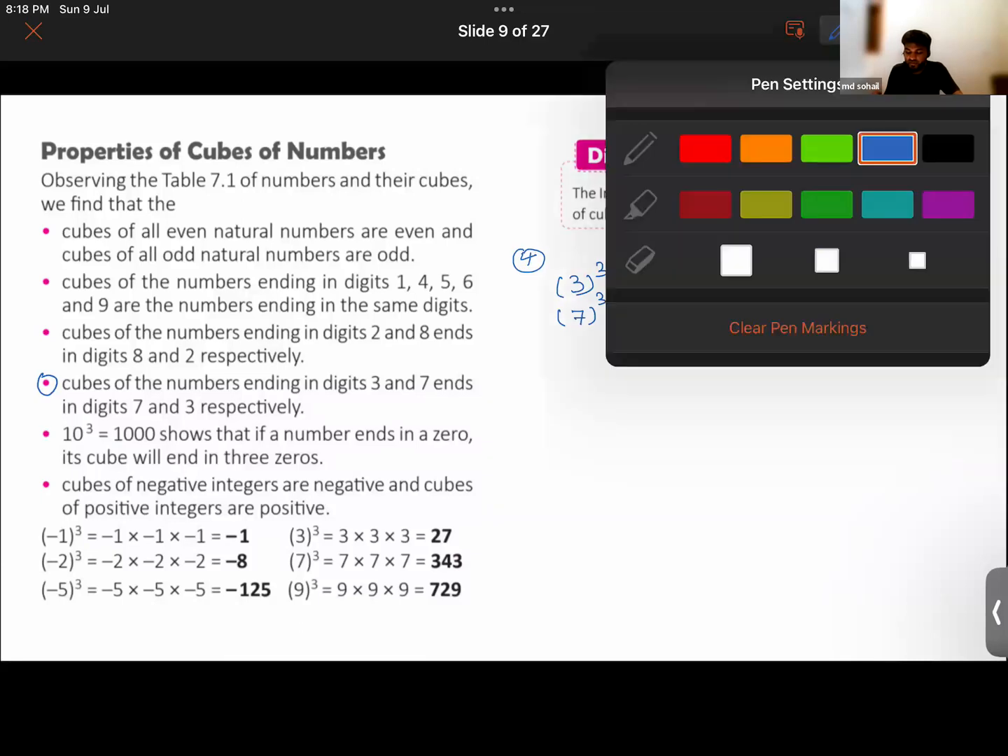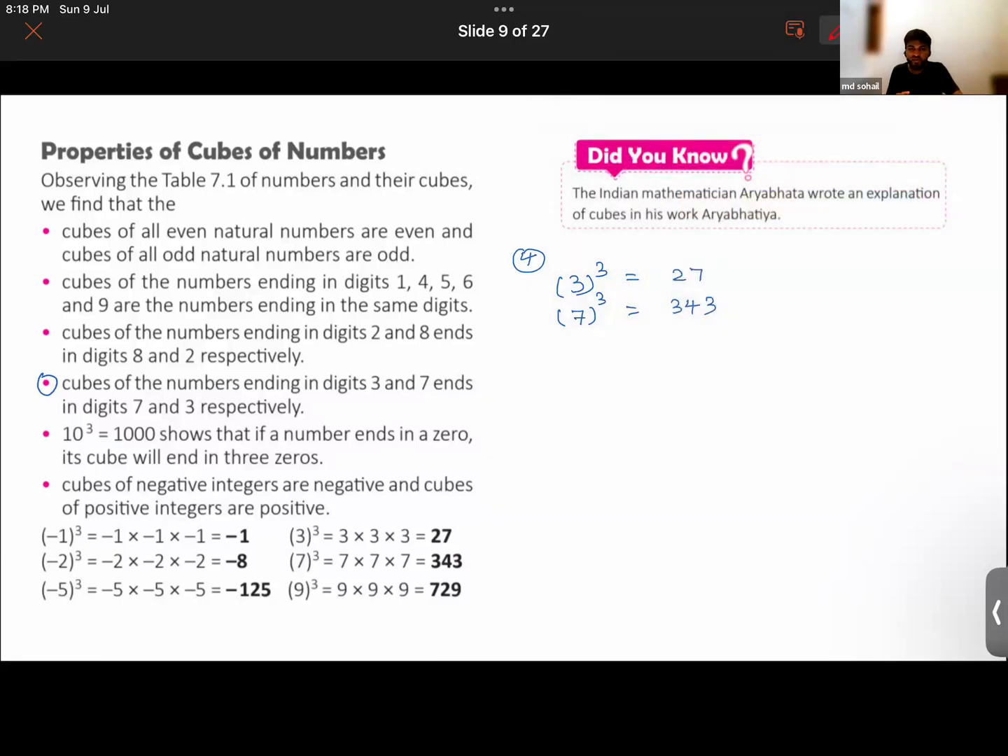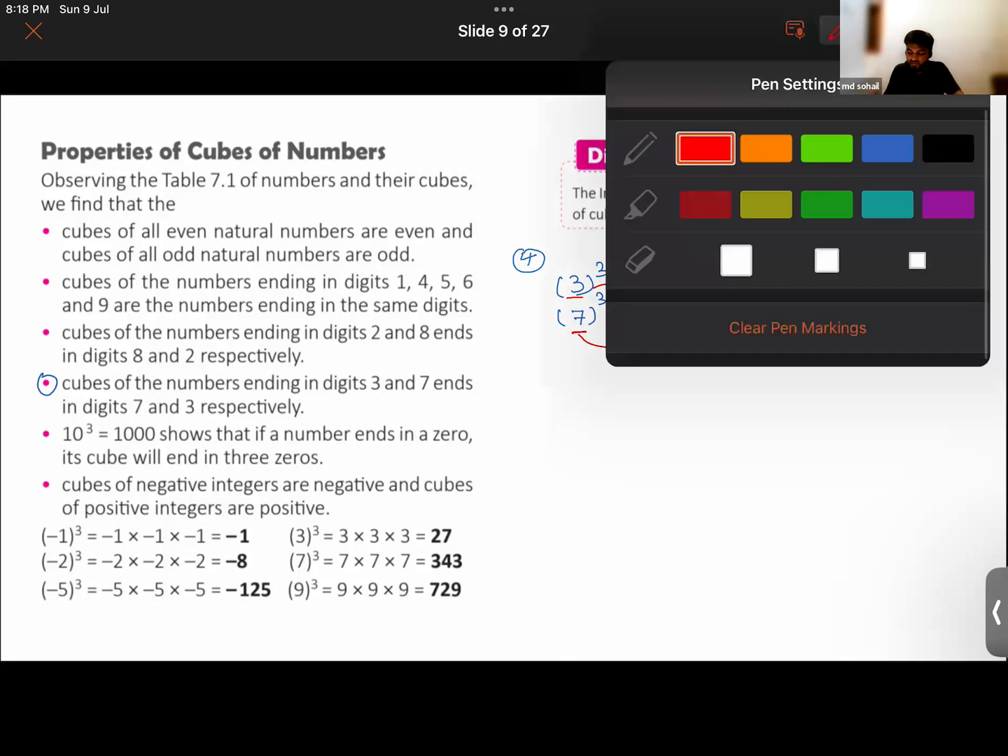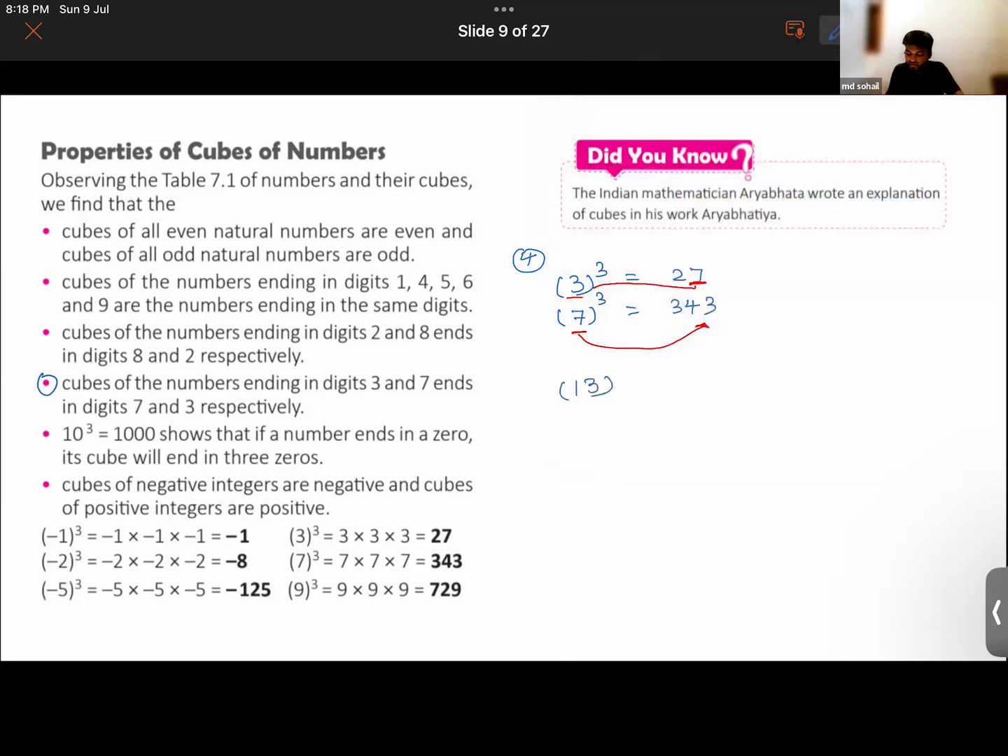Now in this one also we are observing a similar pattern, right? The cube of a number whose unit digit is 3 is ending at 7, while for a number whose unit digit is 7, its cube is ending at 3. So the same pattern holds for 3 and 7 here as well. Now see for bigger numbers, 13 cube and 17 cube. See if it is true for these two numbers also.